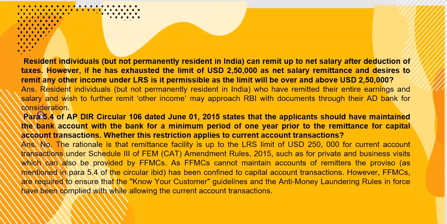Applicants should have maintained the bank account with the bank for a minimum period of 1 year prior to remittance for capital account transactions. Does this restriction apply to current account transactions? No. The rationale is that remittance facility up to the LRS limit of $250,000 for current account transactions under Schedule 3 of the FEM-CAT amendment rules, such as private visits, can be provided by the authorized dealer. The restriction has been confined to capital account transactions. However, authorized dealers are required to ensure that KYC guidelines and anti-money laundering rules are in force.